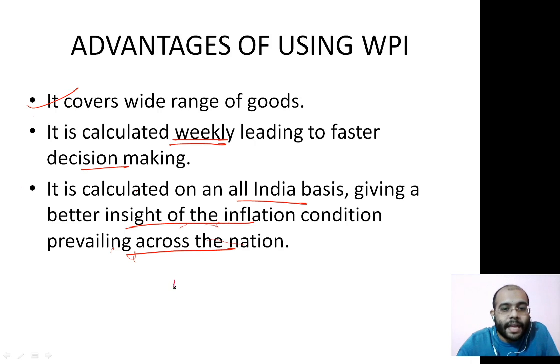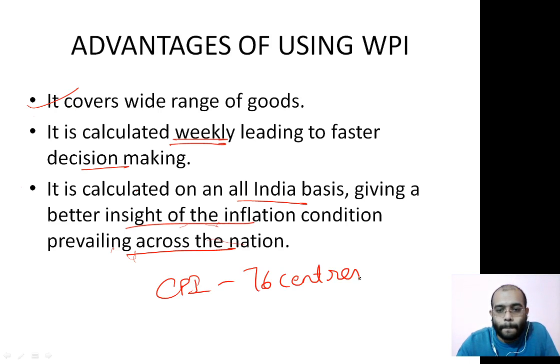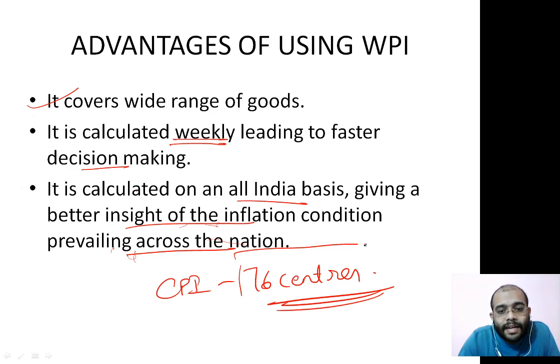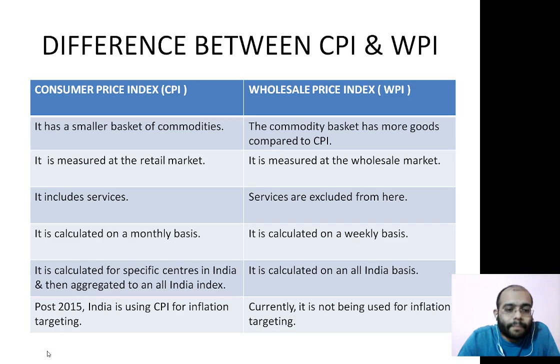Because your CPI is calculated on 76 centers. 76 centers have been identified. The real prices or the retail prices of the goods and commodities available in these 76 centers is taken into account to calculate your consumer price index or your CPI.